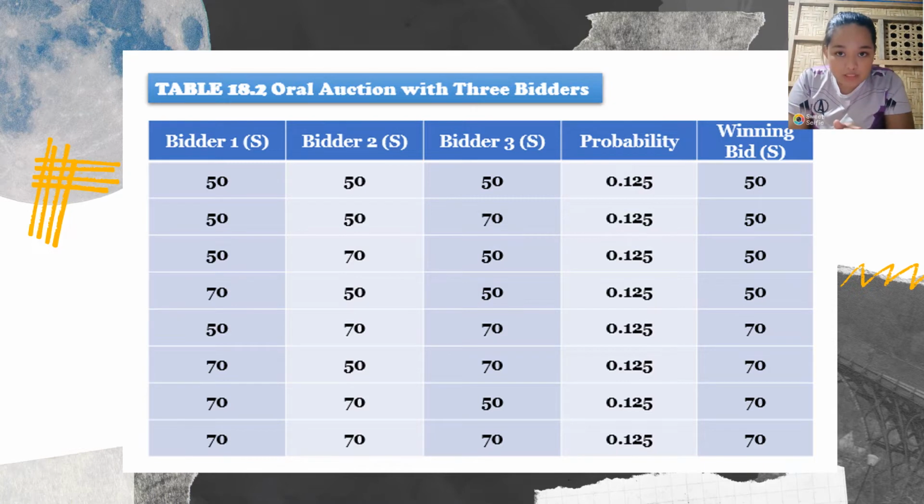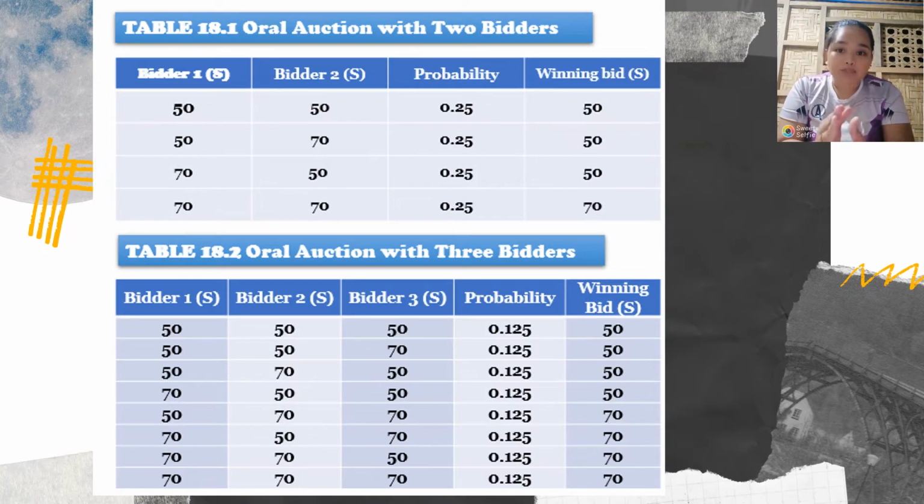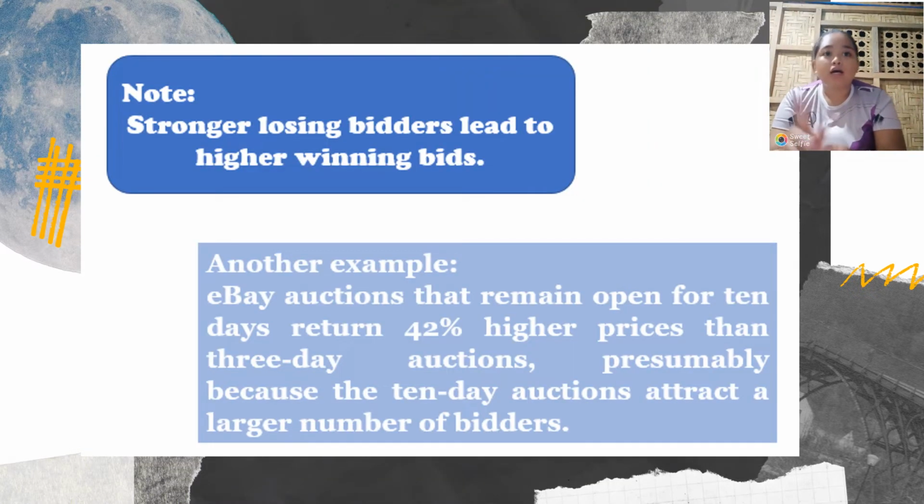Let's see on the table. As we compare Table 18.1 and Table 18.2, we see that more bidders raise the expected price because you are more likely to get more strong or high value bidders. Noting that stronger losing bidders lead to higher winning bids.